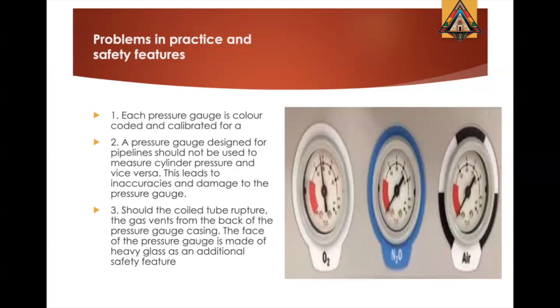If the coil tube ruptures, the gas vents from the back of the pressure gauge casing. The face of the pressure gauge is made of heavy glass as an additional safety feature. So even if it ruptures from the inside, it will not blow off outside because we have a very thick glass layer.